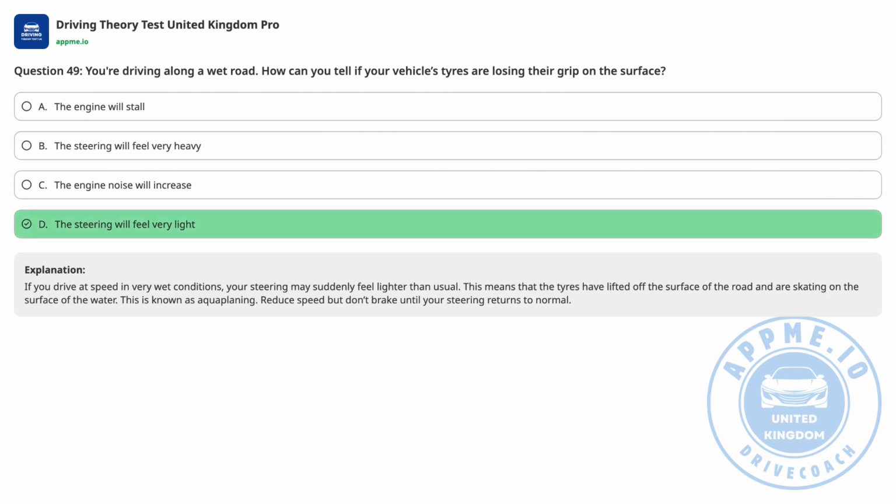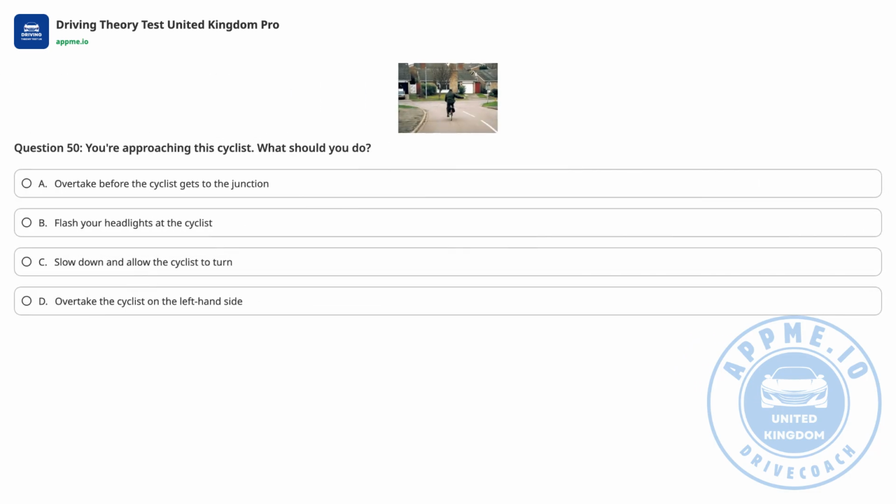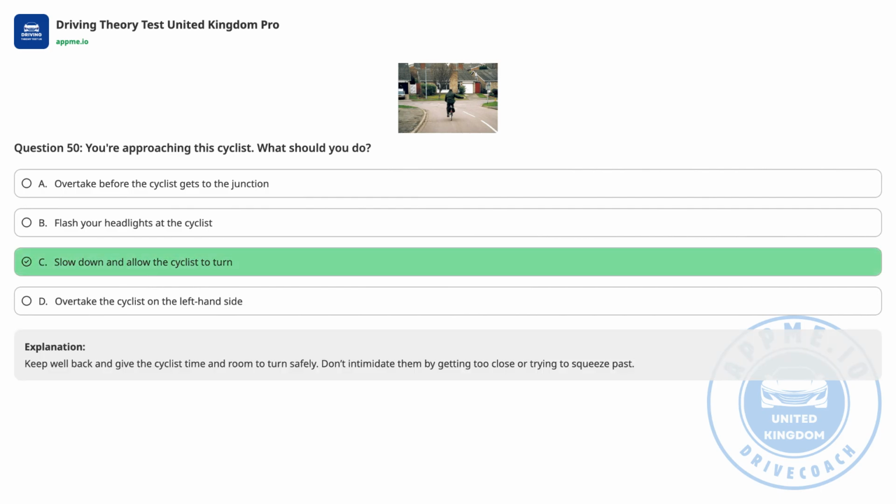The correct answer is D. Question 50. You're approaching this cyclist. What should you do? A. Overtake before the cyclist gets to the junction. B. Flash your headlights at the cyclist. C. Slow down and allow the cyclist to turn. D. Overtake the cyclist on the left-hand side. The correct answer is C.